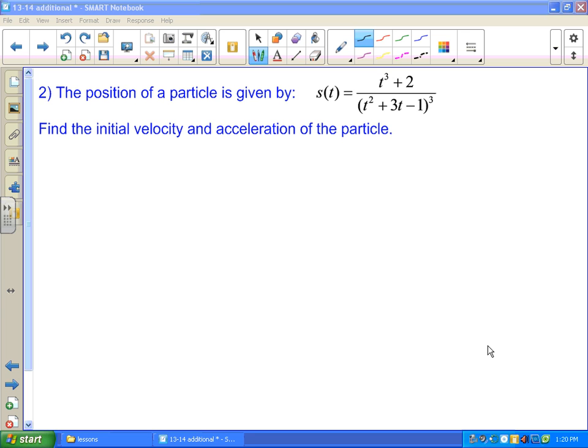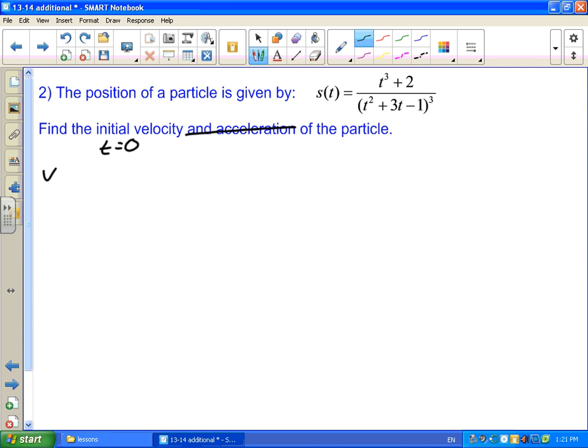In this function, we're given a position function for a particle. S is a function of t, and we're asked to find the initial velocity and acceleration of the particle. I think I'm just going to do the initial velocity here, so cross out the acceleration part. So initial velocity means the velocity at t equals 0.